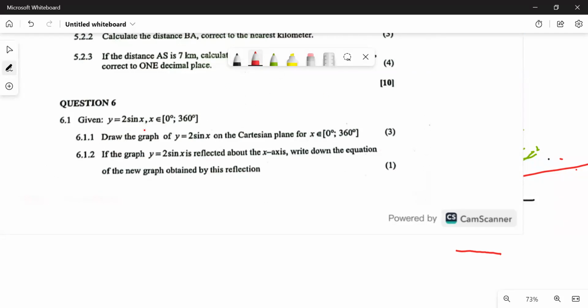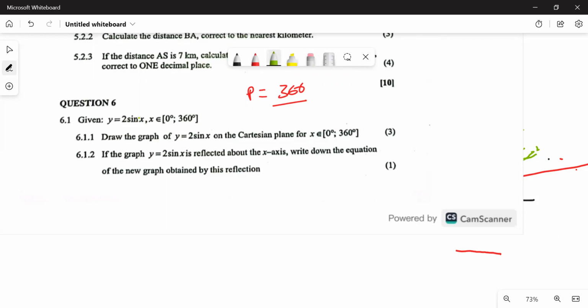A basic sine graph is like this, unless they write something before x. If they write something before x, then the period is going to change. If they don't write anything, the period stays the same. So the period is given by 360 degrees divided by the value written just before x. Based on this question, what is written before x?